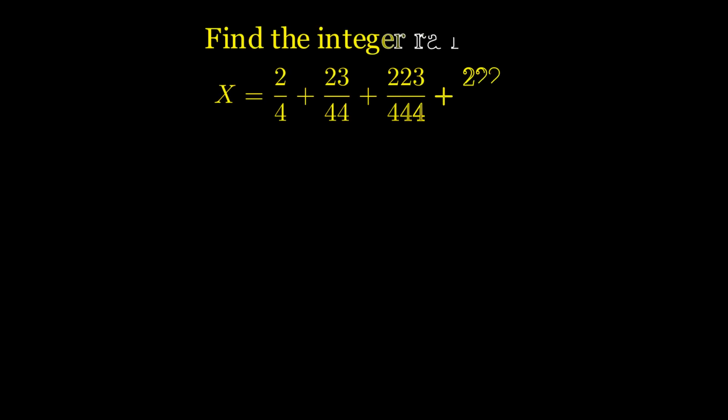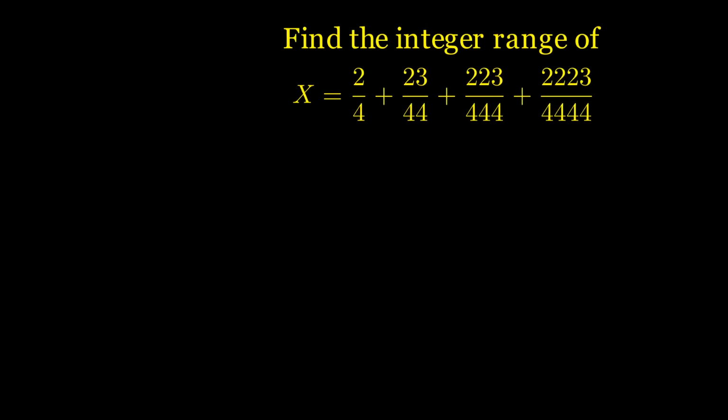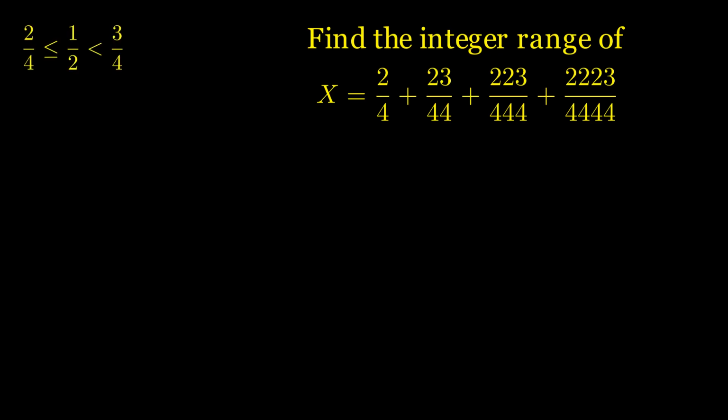We want to determine between which integers the number x lies. Let's examine each term separately to see its size. For the first term, 2 over 4 equals 1/2. And clearly 1/2 is less than 3/4.